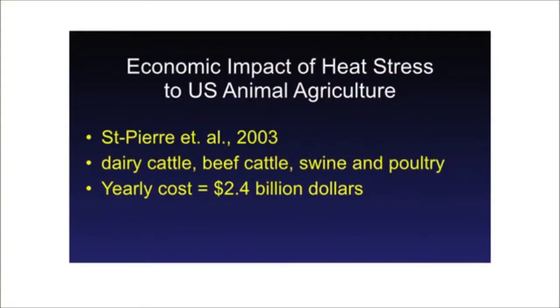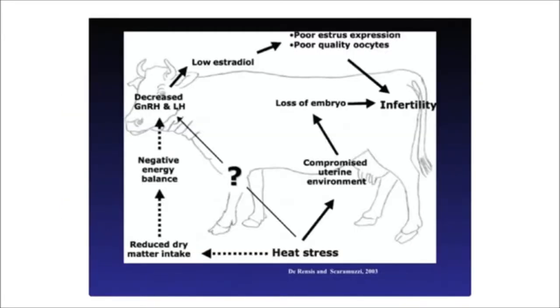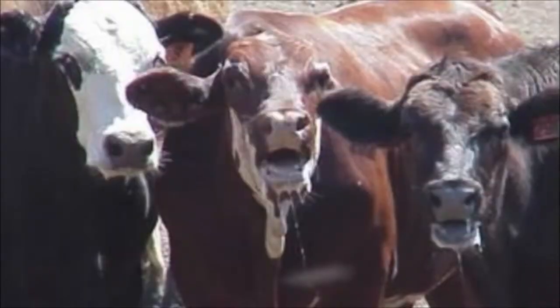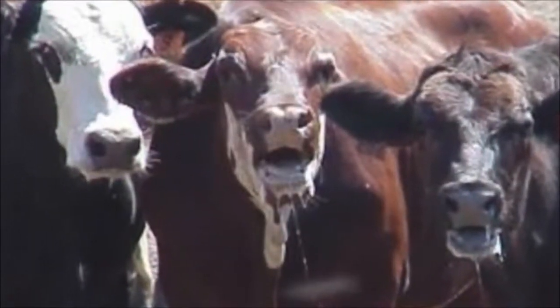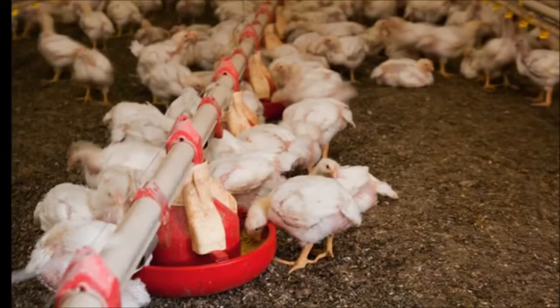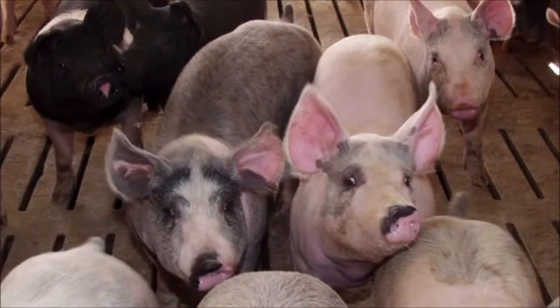According to a study by St. Pierre in 2003, the beef, swine, dairy, and poultry industries were losing $2.4 billion per year due to the impacts of heat stress. These impacts included decreased animal performance, increased mortality, and decreased reproduction. Heat stress can have a critical impact on several different types of farm animals, and the effects can vary by species. Farmers and animal scientists are all well aware of some of these impacts.